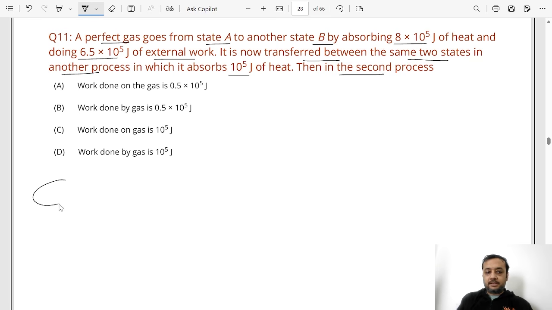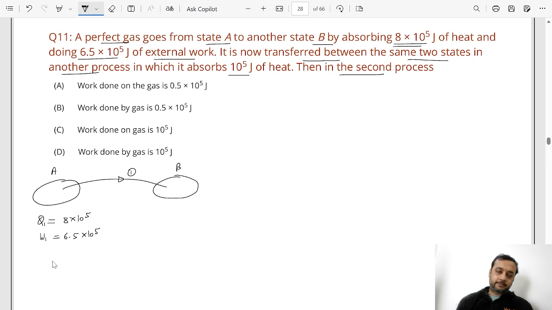Now look, let us say this is the state A and this is the state B, right? Now let's say in the first process, the gas goes from state A to state B and it is given that the gas absorbs 8 into 10 to the power 5 joules of heat, correct? And gas does 6.5 into 10 to the power 5 joules of work. So using the first law of thermodynamics, we can say that Q1 will be equal to W1 plus delta U. Delta U will become 8 minus 6.5, that means 1.5 into 10 to the power 5 joules, right?